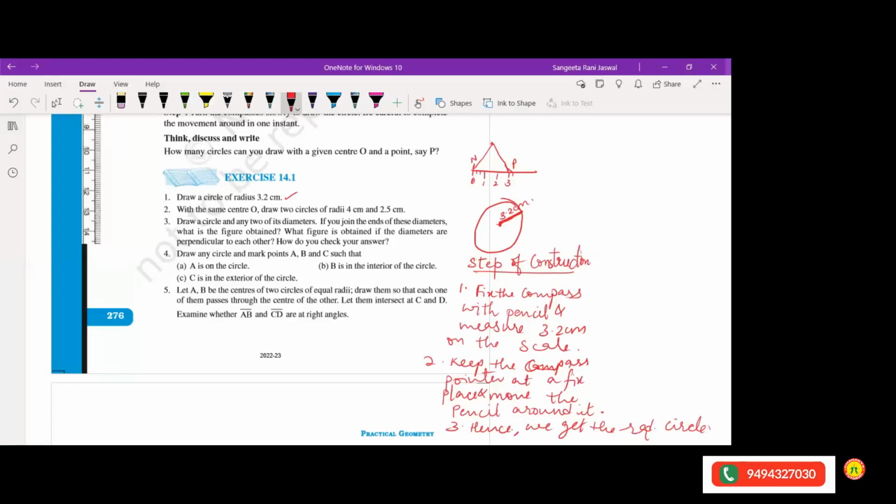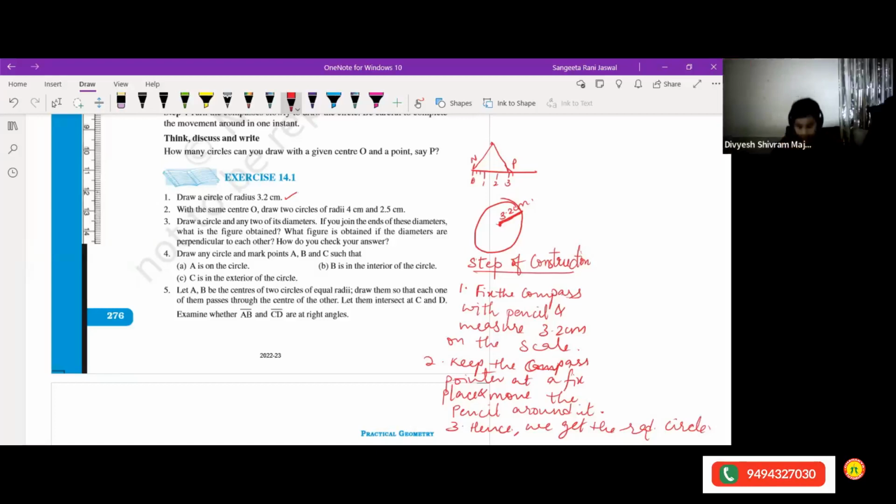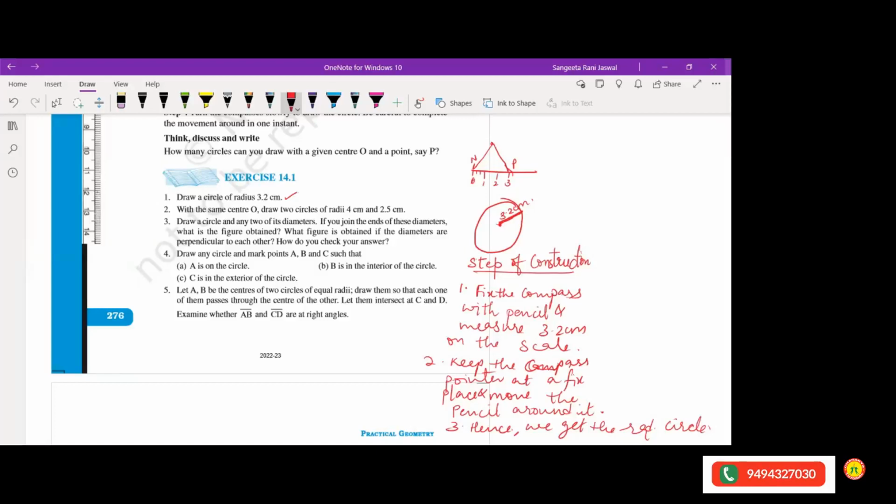Now see the next question, number 2. With the same center O, draw two circles of radii 4 centimeter and 2.5 centimeter. It's saying with the same center O. I told you day before yesterday also, those circles which have the same center are called concentric circles. Now, the steps will be the same here.